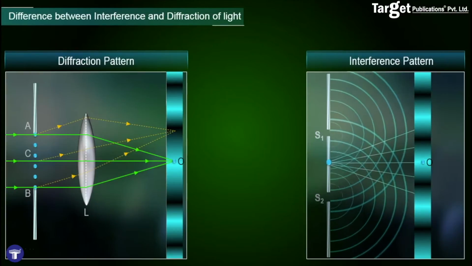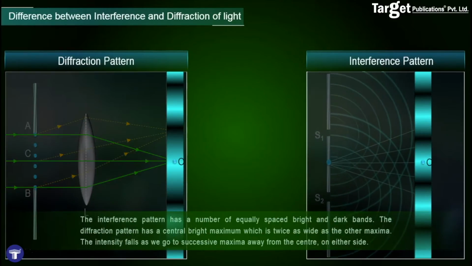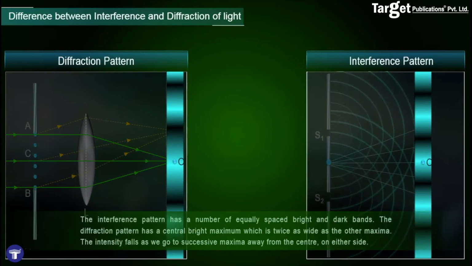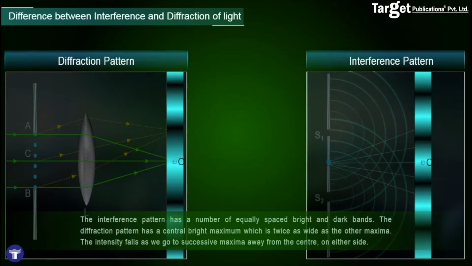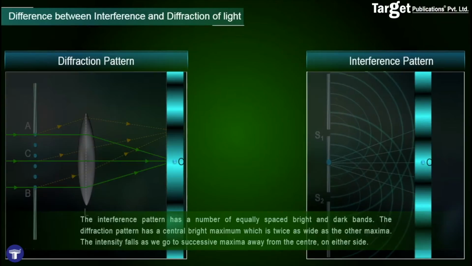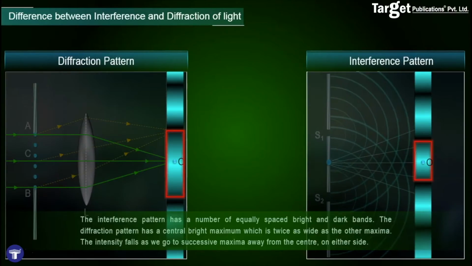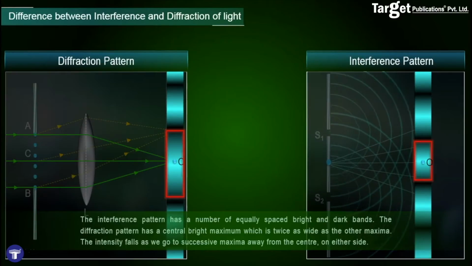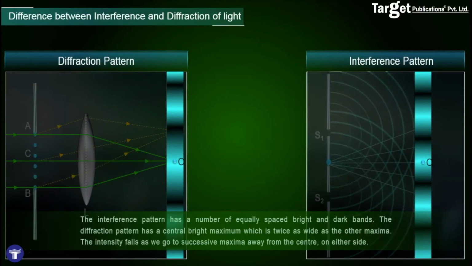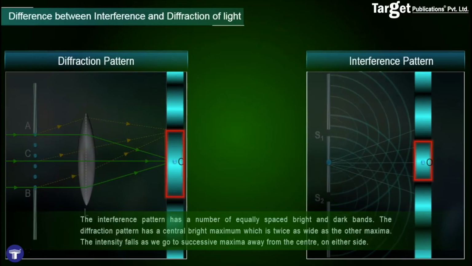Finally, let's take a look at the difference between diffraction and interference in general. We saw that an interference pattern has a number of equally spaced bright and dark bands, whereas the diffraction pattern has a central bright maximum, which is almost twice the other maximum. The intensity in case of a diffraction pattern falls as you go away from the central maxima towards the secondary maxima on either side. However, in the interference pattern, the intensity does not drop.